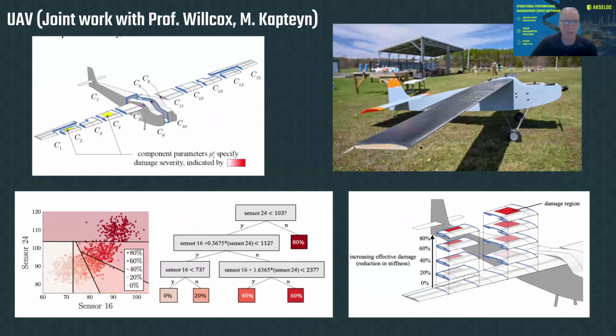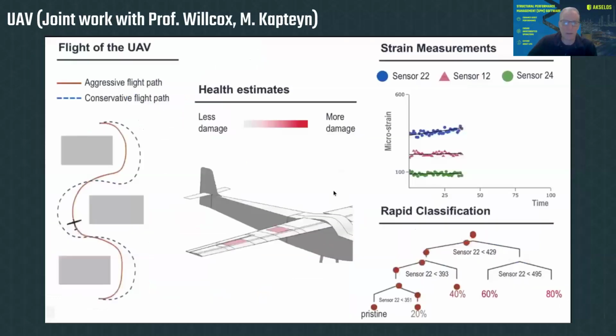This was an academic example we worked on with Professor Wilcox at UT Austin, who had an instrumented aircraft. Again, this is like a little UAV type aircraft. The idea was to have a digital twin which could run during operations. We wrote some papers on this recently with them, and it was well received in the literature.